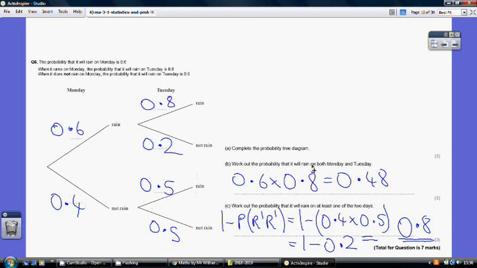So work out the probability of rain on both Monday and Tuesday. So 0.6 times 0.8, which is 0.48. Now for part C, work out the probability that it will rain on at least one of the 2 days.